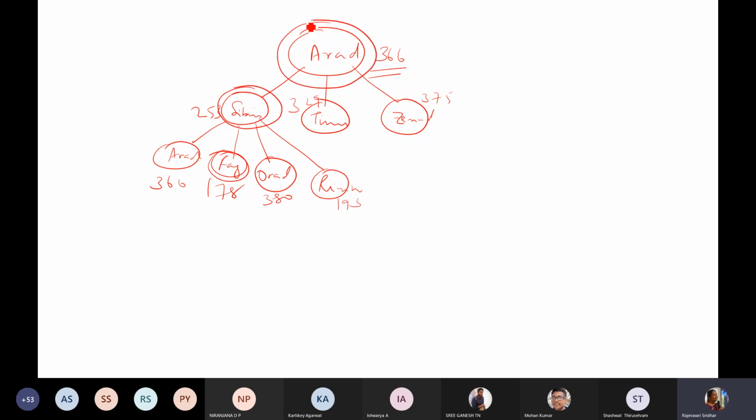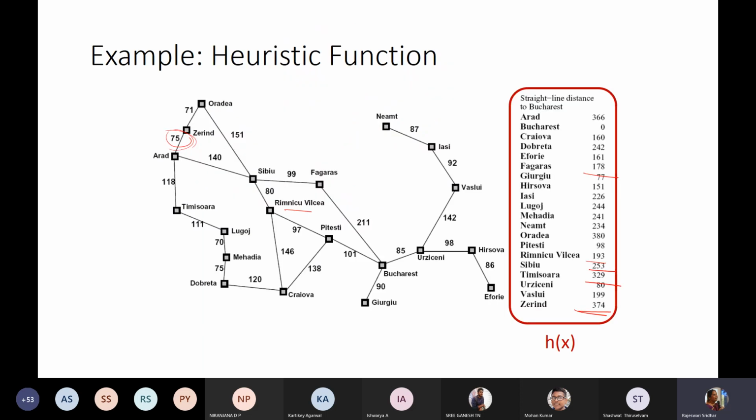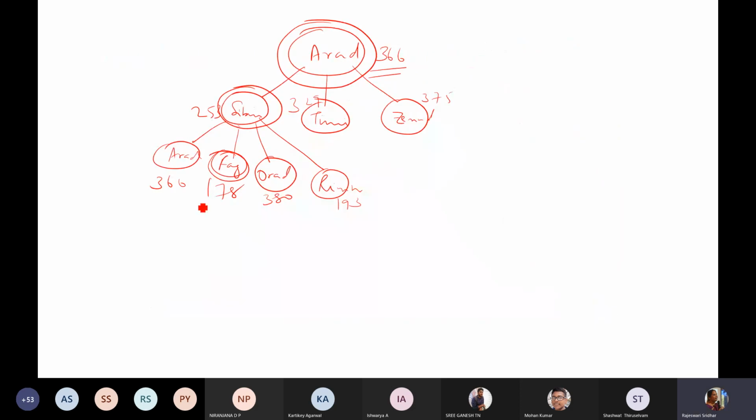So this is your starting point. You went to Sibiu and then you have Fagaras. Now Fagaras will be expanded. Fagaras has Sibiu and Bucharest as the two cities. This is Sibiu, this is Bucharest, this is 253, this is 0, right? So this is going to be your final goal state. So you have basically reached the goal state in this particular fashion.